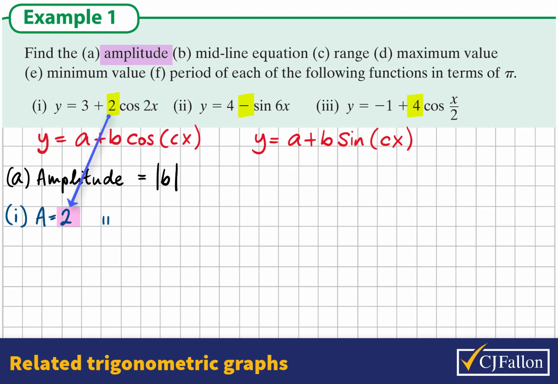Here in the first one, we see the amplitude has a size of 2. In the second one, the amplitude has a size of positive 1. They're always positive values. And in part 3, the amplitude has a size of 4.